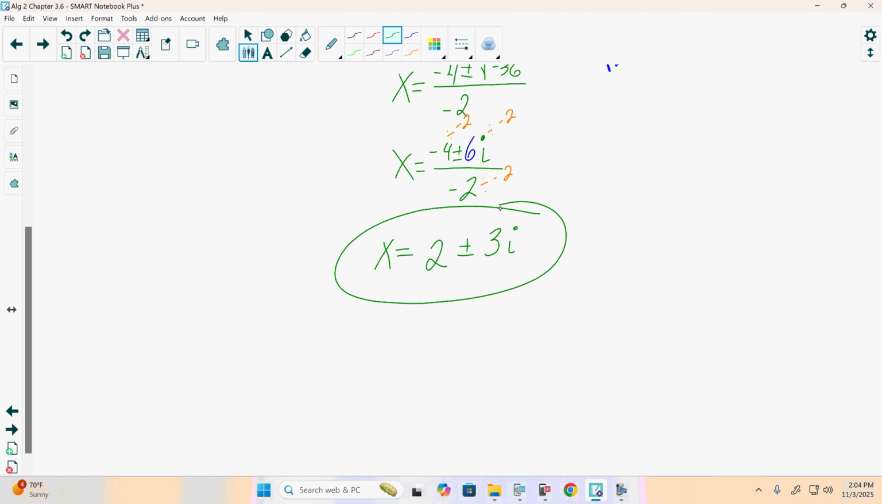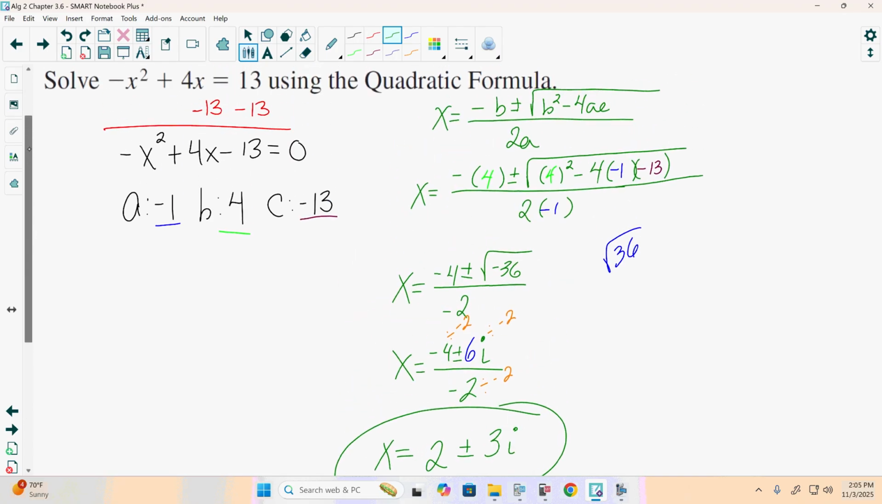Questions on this? So a lot of the quadratic formula is less actually solving steps and more just simplifying the thing down. Questions on anything we've done so far?